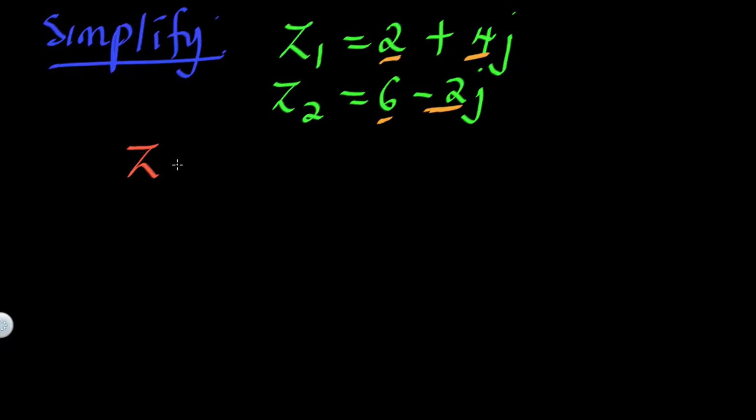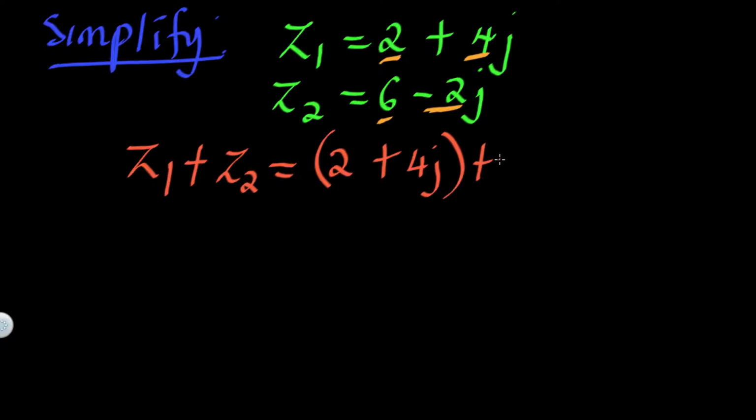Z1 plus Z2 is equal to, I'm going to use brackets, (2 plus 4j) plus (6 minus 2j). All I have to do is to add the real parts together, and I also add the imaginary parts together. But you can simply open the brackets.